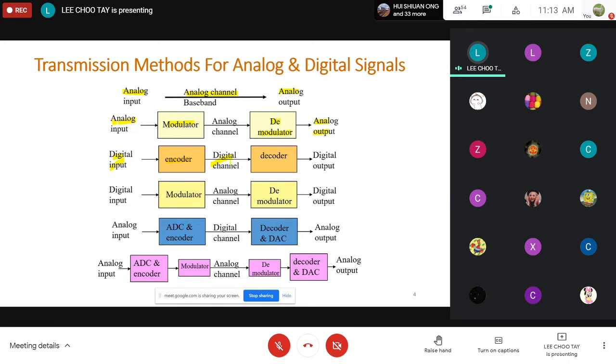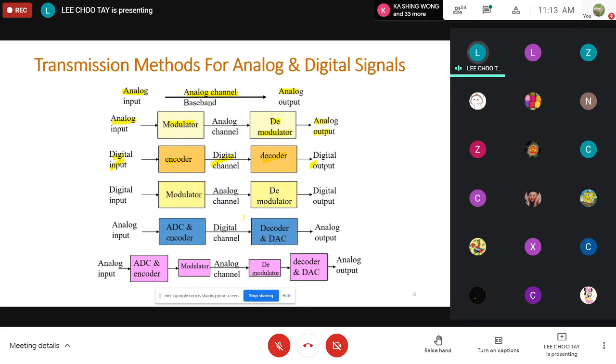Digital data cannot travel wirelessly. Digital data can only travel through a wired channel, which is a cable. And because we encoded the digital data at the transmitter side, at the receiver side you need to decode the data. All right, and this will give us the digital output at the destination here.